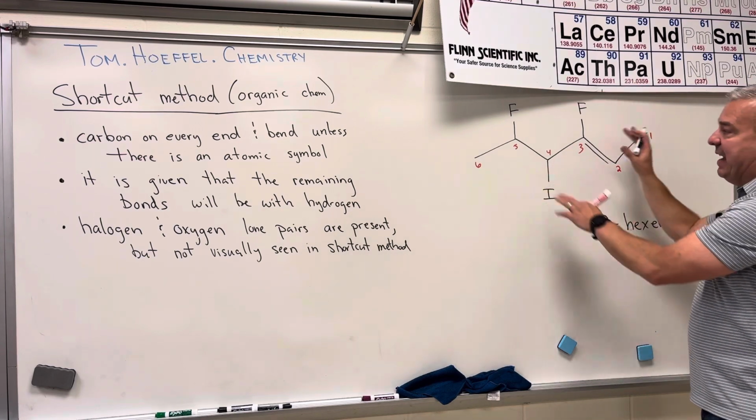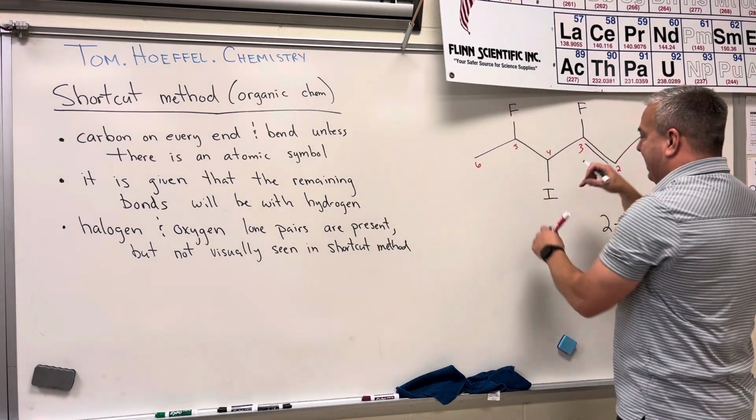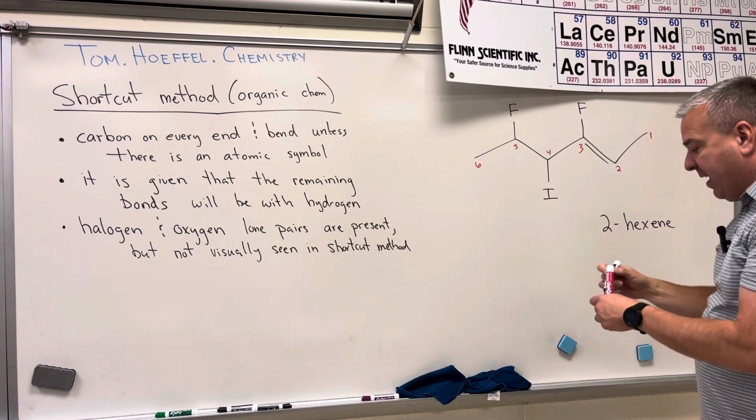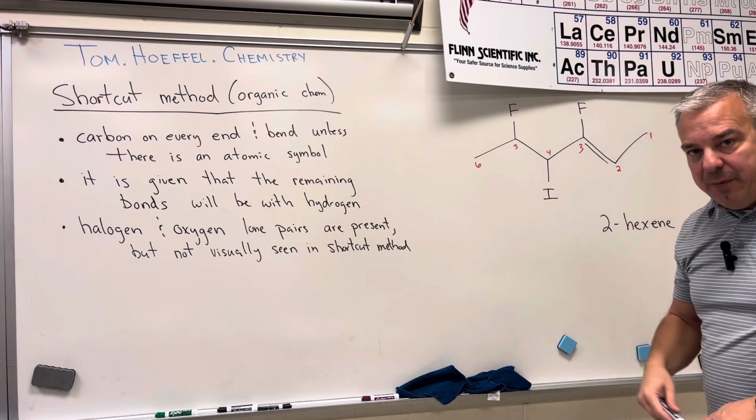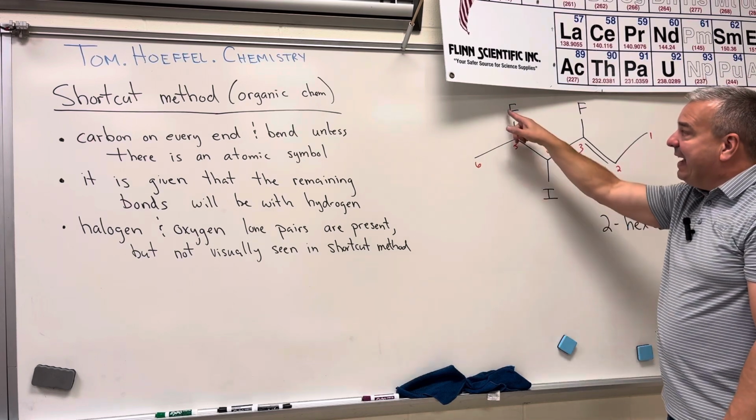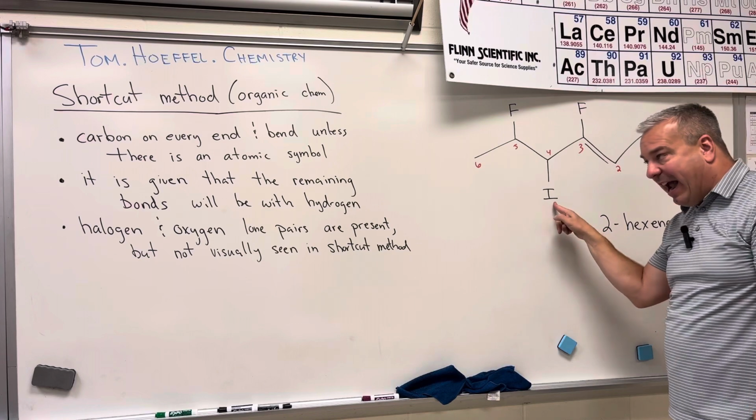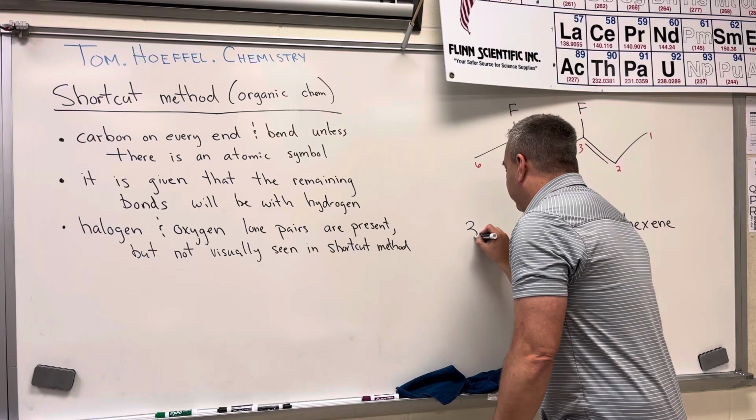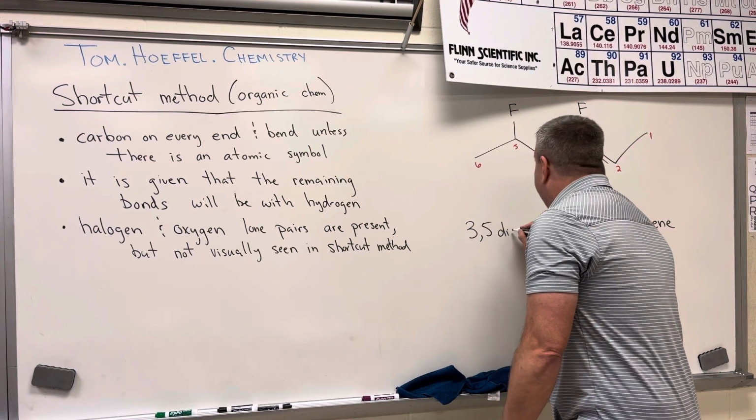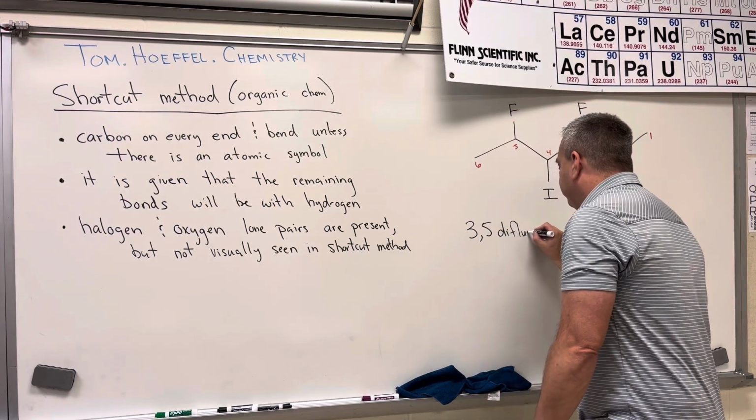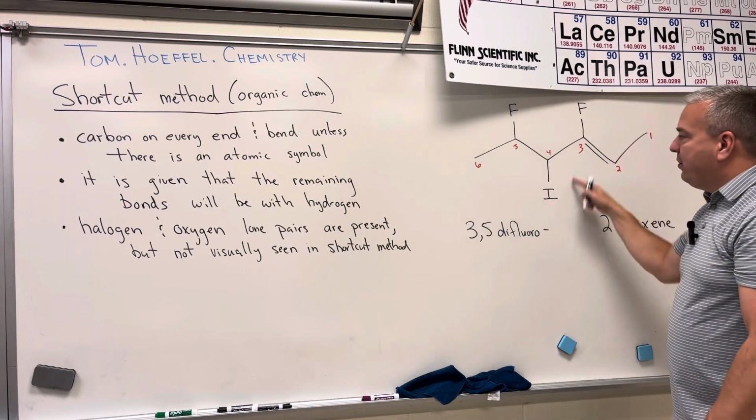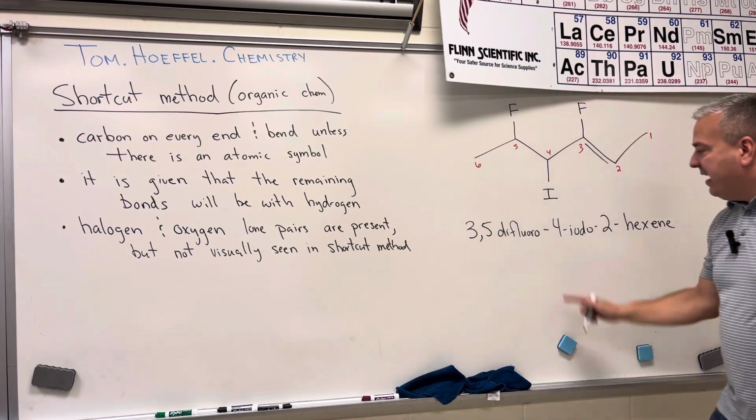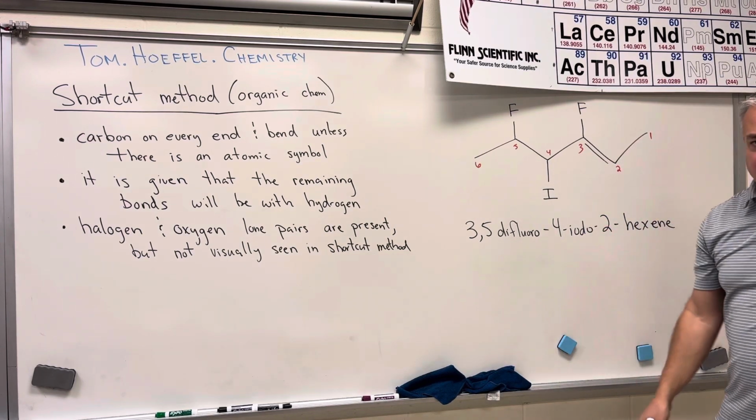And now we need to name the side chains, and there's fluoro groups and iodine groups, okay? Or fluoro and iodo in organic chemistry. And the rule is we got to put them in alphabetical order. So A, B, C, D, E, F comes before G, H, I, okay? So the fluoro groups are on the 3 and the 5, so we're going to call this 3,5-difluoro. And the iodo group is on the 4, so we call it 4-iodo.